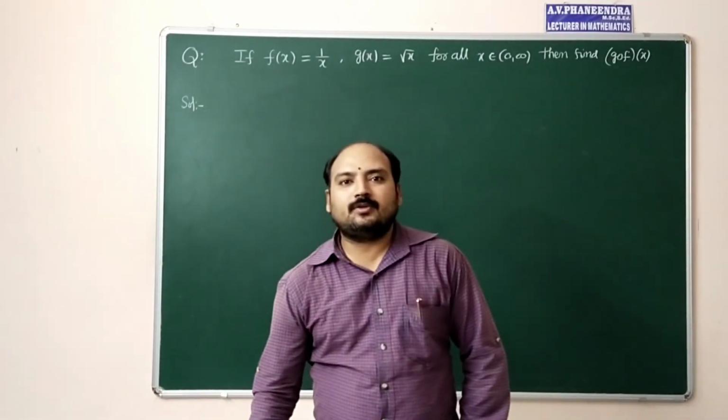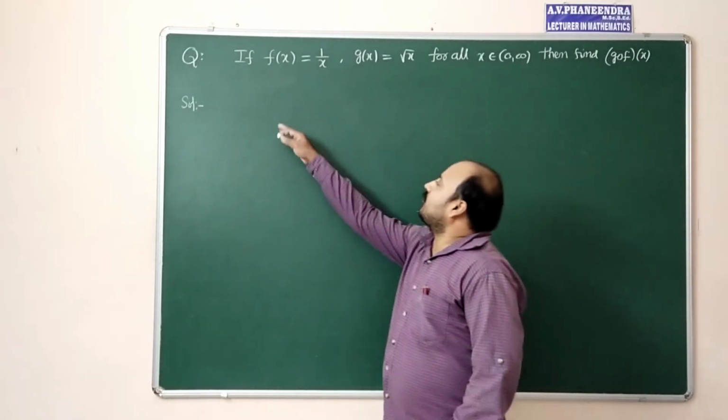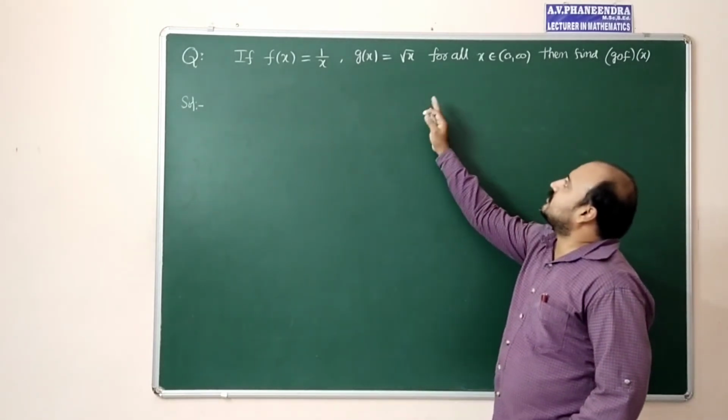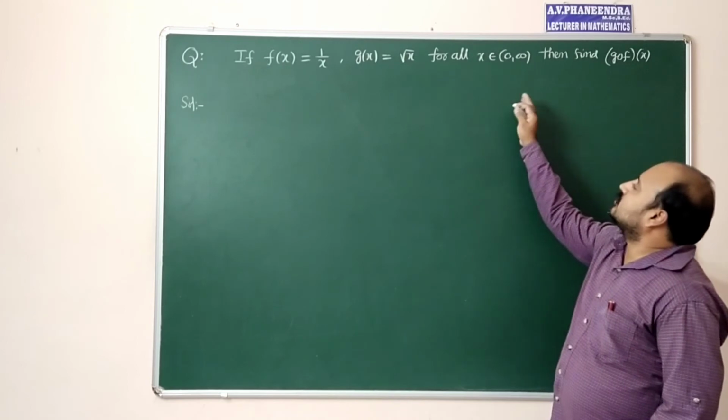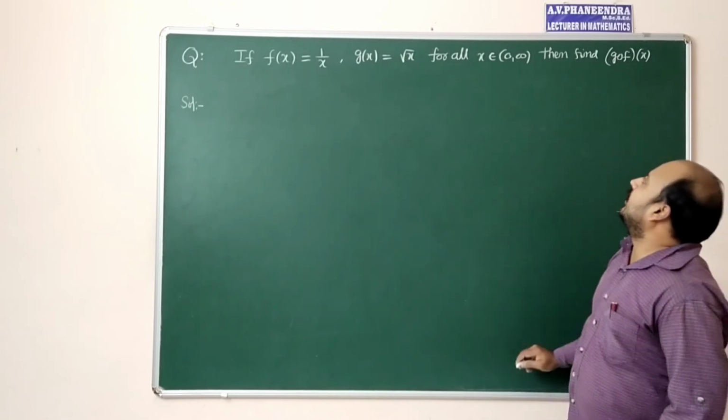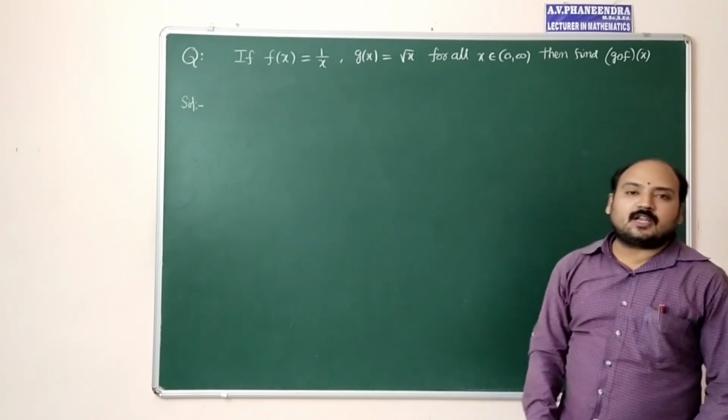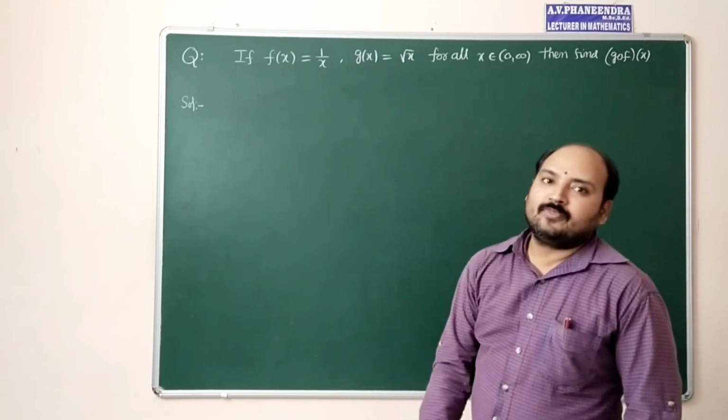The next question. If f of x equal to 1 by x, g of x equal to root x for all x belongs to the open interval 0 to infinity, then find g circle f of x.